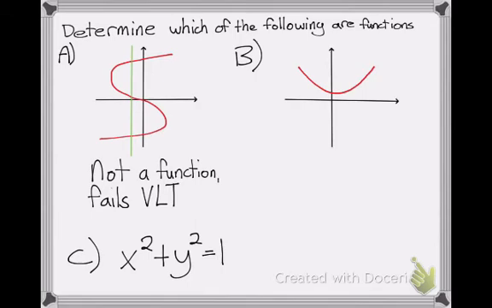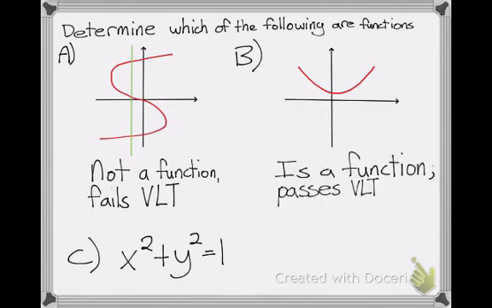So at this point, go ahead and pause the video and see if you can determine whether the graph in part B represents a function and the equation in part C represents a function. So the graph in part B does represent a function because it passes the vertical line test. Now, on the other hand, part C is an equation. We don't have a graph to work with.